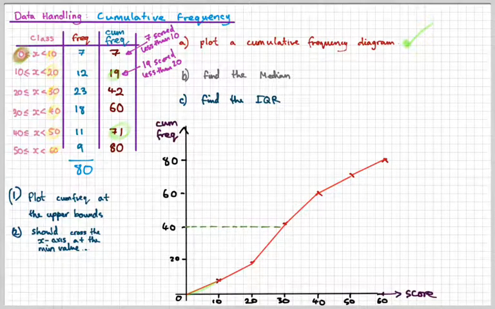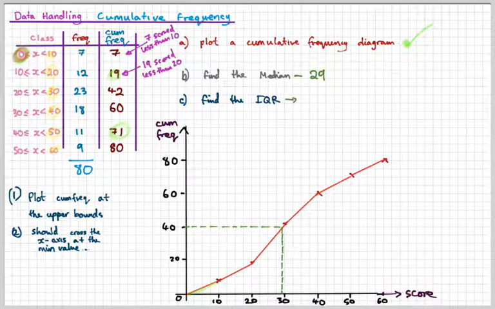Right, so we've done part A. Part B says find the median. The median is the middle person. There were 80 people in total, so that middle person is going to be the 40th person. So if we look at the 40th person, and we go down, that person scored 29, about. Okay. There's usually a range of values you can say, so as long as your diagram is fairly accurate, then it's about 29.